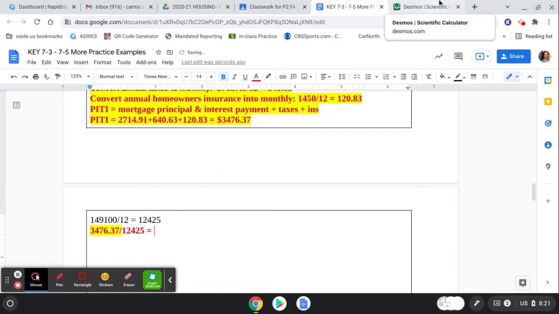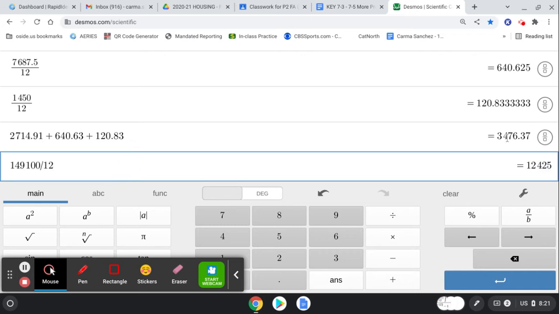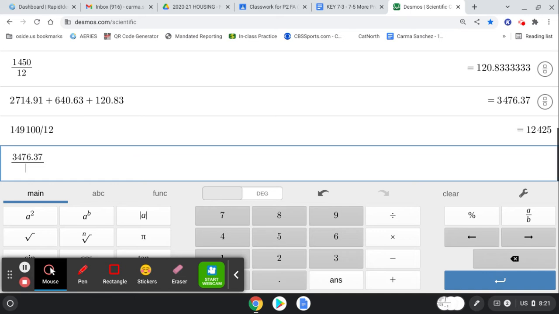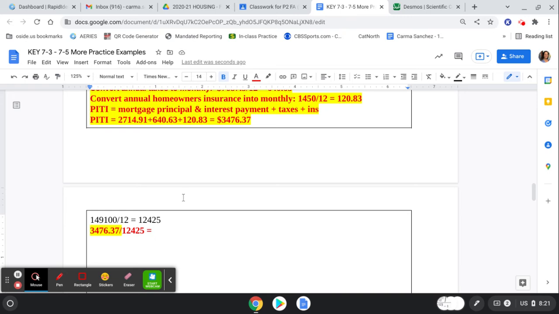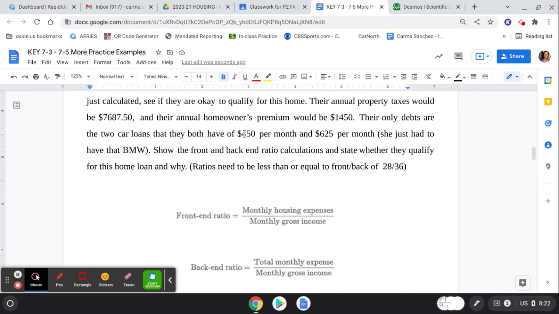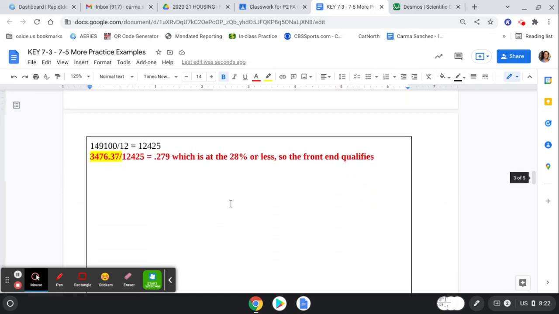And so 3,476 and 37 cents divided by 12,425. That's a 0.279 ratio, which is at the 28% or less. So the front end qualifies. So now we go take back end. We need the PITI plus their debts. So their debts are a $450 car payment and a $625 car payment. She just had to have that BMW.